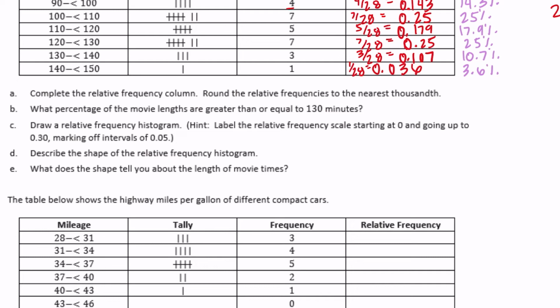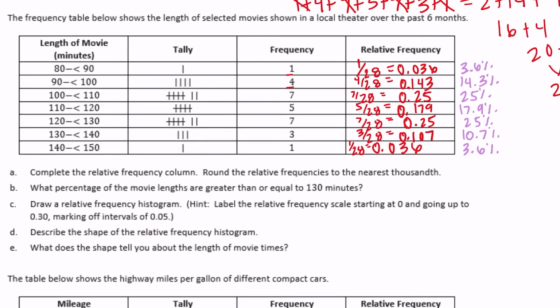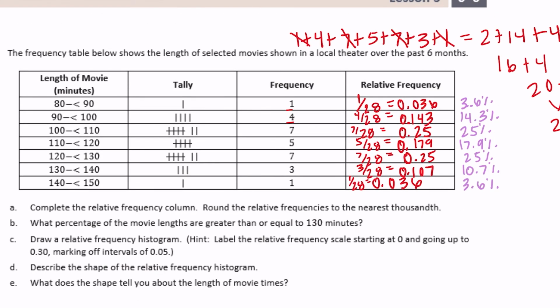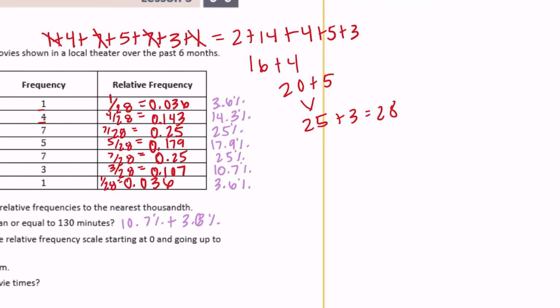Okay, what percentage of the movie lengths are greater than or equal to 130 minutes? Perfect, because we have already done our percentages. So what percentage of movie lengths are greater than or equal to 130 minutes? So these two columns would be greater than or equal to 130 minutes. So that's 10 and 7/10% plus 3 and 6/10%. Let's add those together.